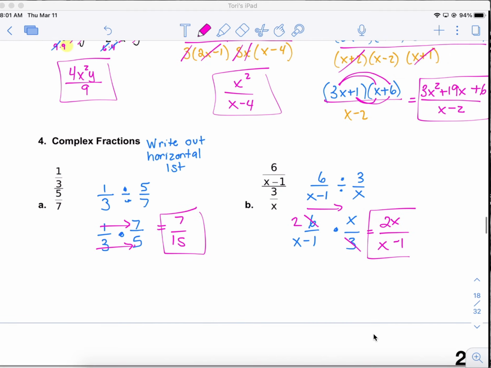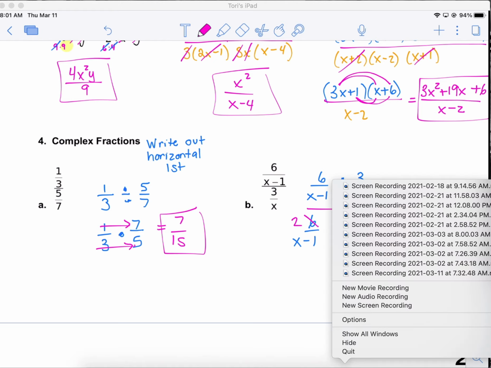If you need to pause the screen and copy the complex, do so now. Otherwise, we are done with our multiplying and dividing page.